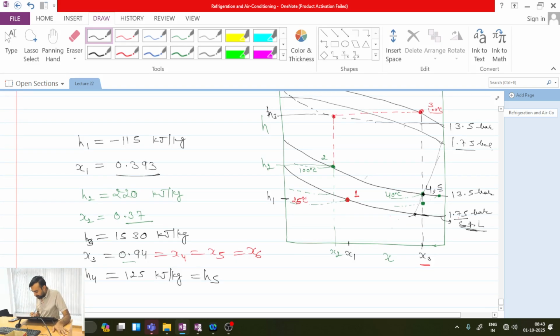At 1.75 bar pressure, I will be drawing an what? Isotherm. Please tell me, am I correct? How to locate state 6?